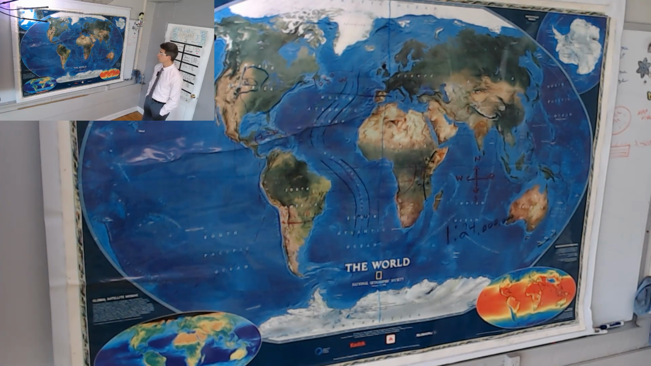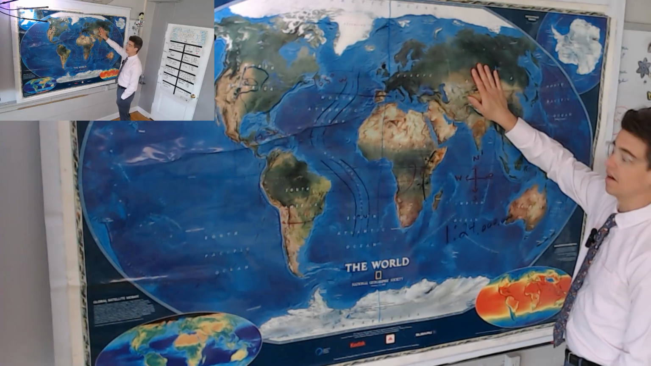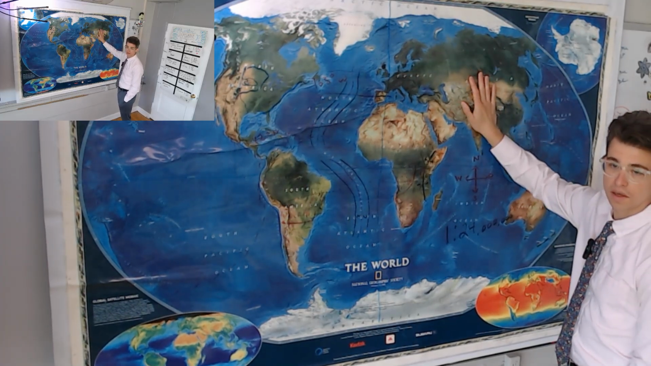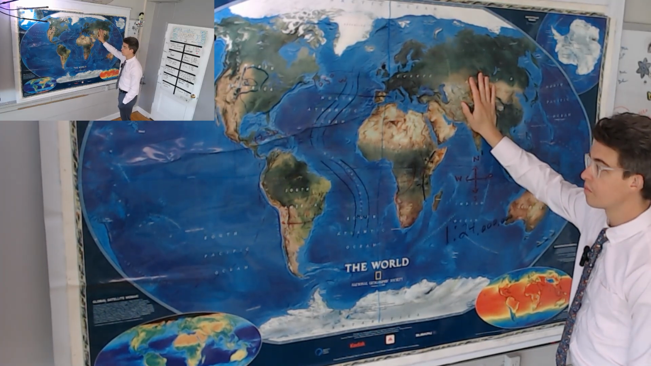Okay, what's another imperfection about it? It doesn't actually have the minerals that. Yeah, the materials that this map is made out of are different from the materials that the Earth is made of. Okay, that's a good one. What else?